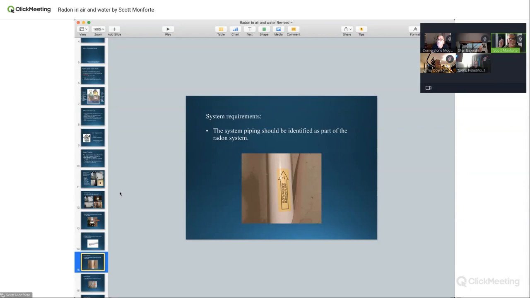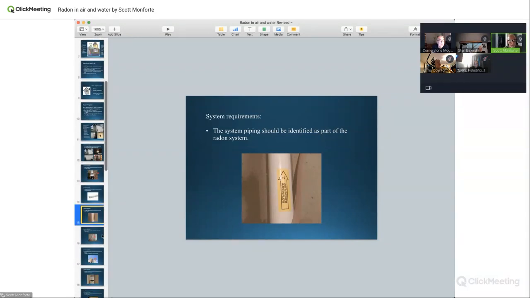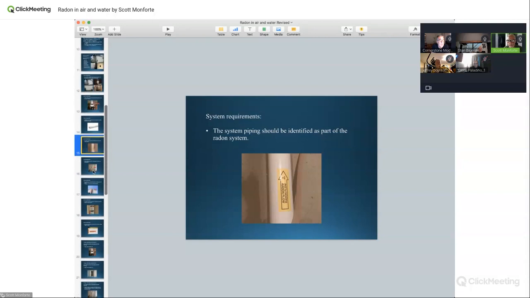There are times that I'll tap, and my guy will be in the attic, and I'll be tapping to make sure that it's not a plumbing pipe that I'm cutting in the attic. That has happened before, but I make sure that it's a passive system.